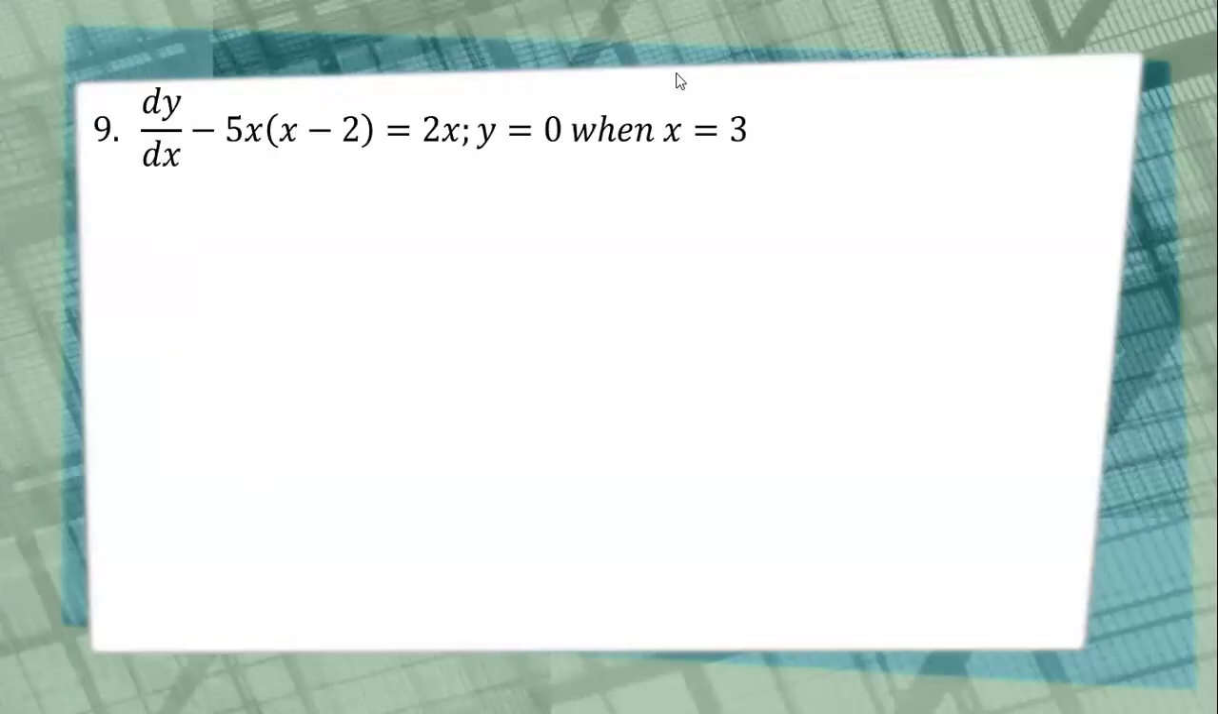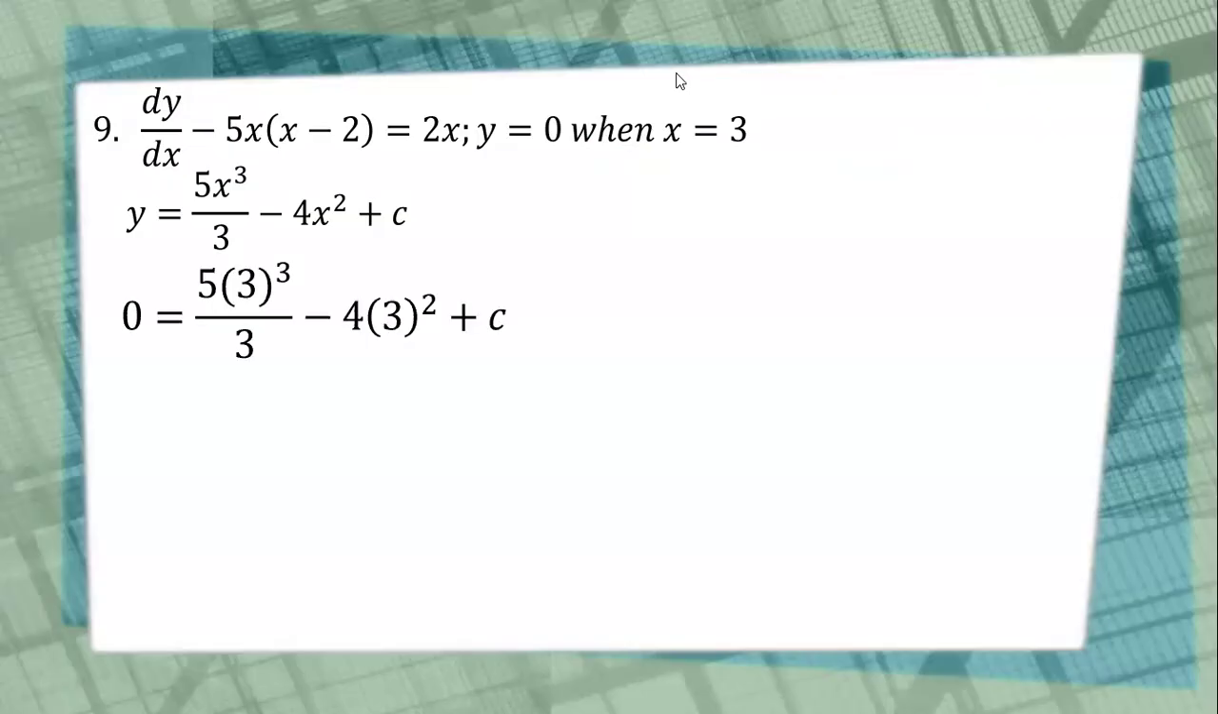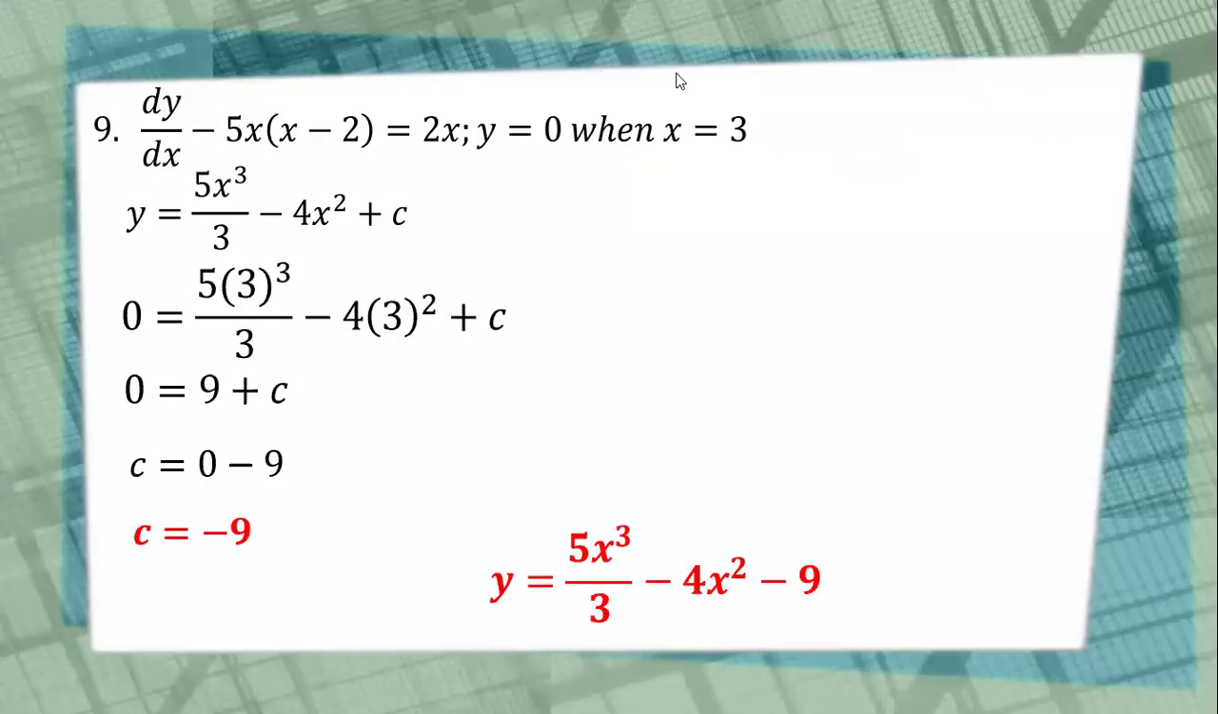Next, we'll answer now using the initial conditions or boundaries, so that we could have 5x cubed over 3 minus 4x squared plus c. Then we substitute y is 0 and x is 3. Calculator technique, that becomes 9. Next, we transpose 9 to the other side, so that c is equal to 0 minus 9. And your c is -9. Of course, your particular solution now is y is equal to 5x cubed over 3 minus 4x squared minus 9.